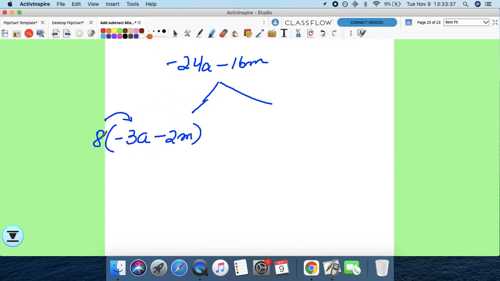And that makes sense, right? Because positive times a negative is a negative. And then positive times this negative gives you negative 16. So that's one way, one answer.